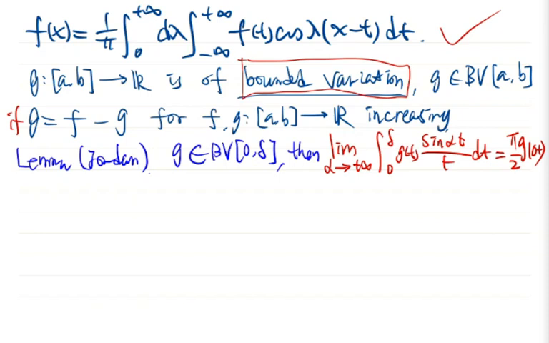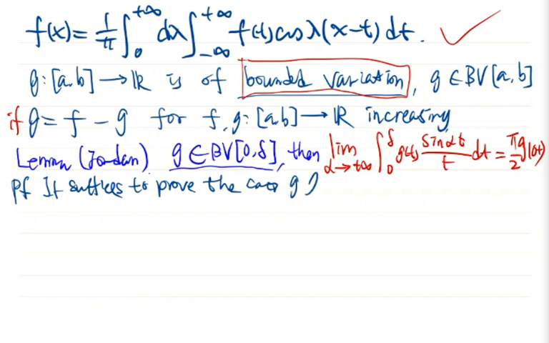Now we need to prove this Jordan lemma. Because g is of bounded variation, that is, g is the difference of two increasing functions, we can treat the increasing function separately and then collect the results together. Therefore, we assume that g is increasing. Proof. It's sufficient to prove the case where g is increasing.